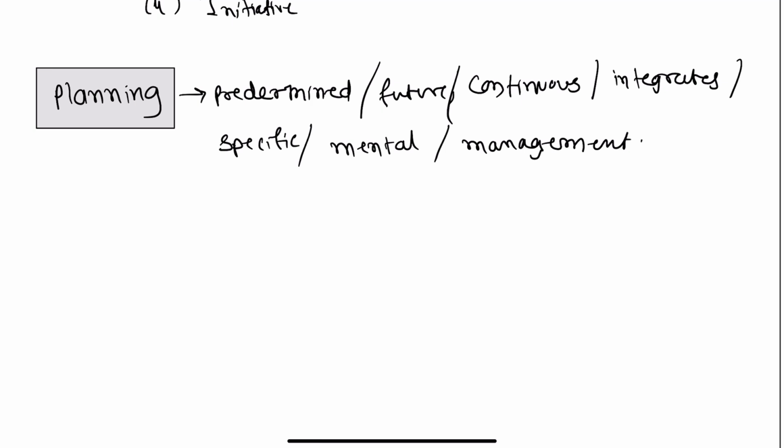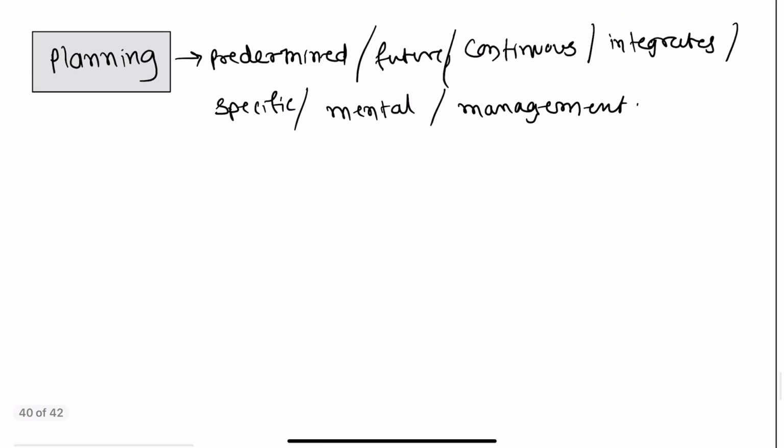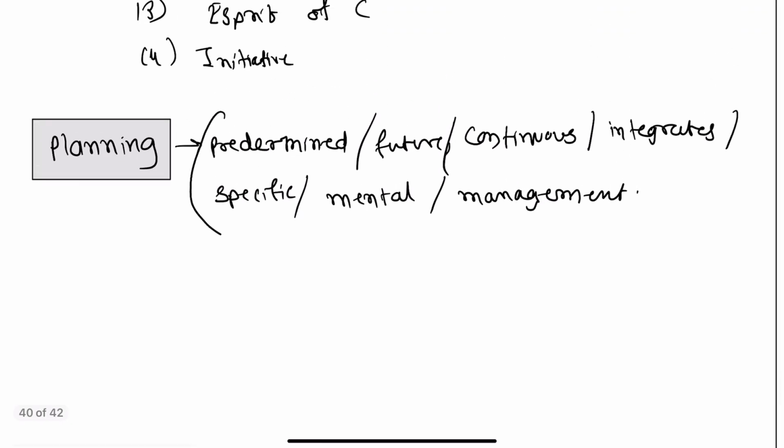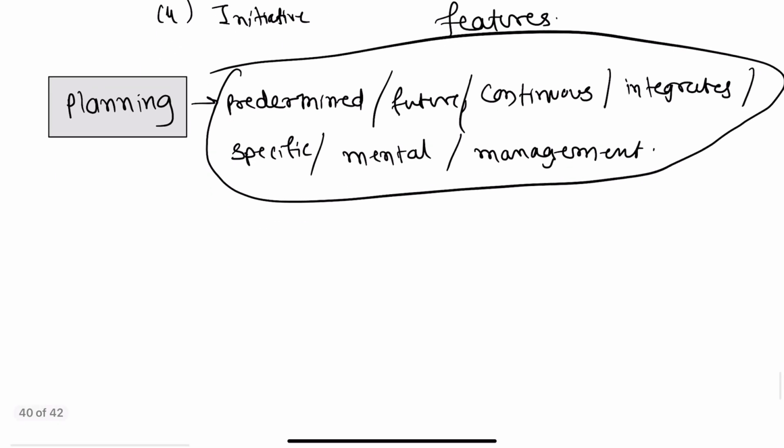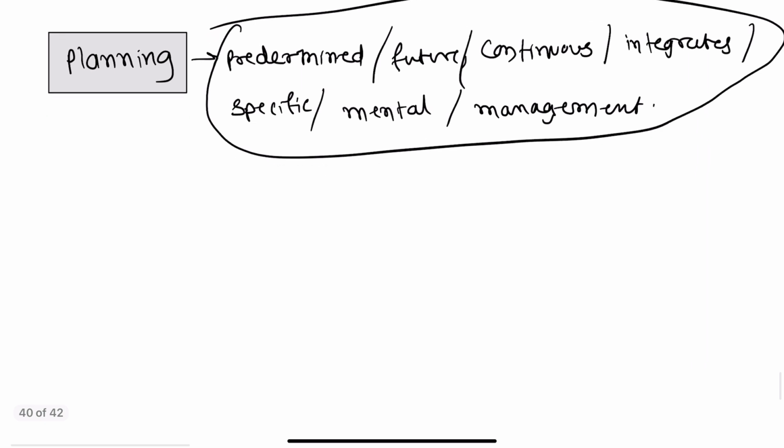Now these were the features. But what is the objective of planning? The objective is that it reduces uncertainty.